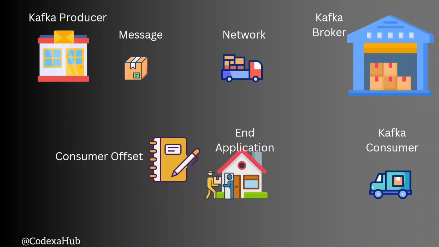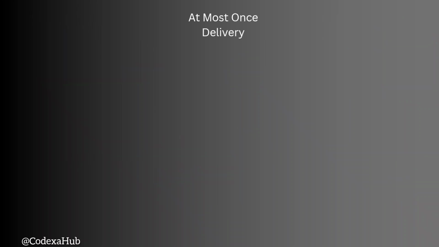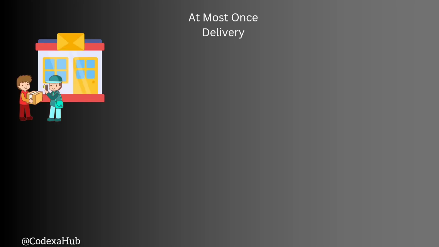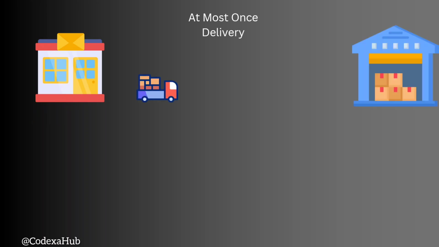Now let's understand at most once delivery. Let's understand it with the help of John's example. John goes to the parcel office and hands over the parcel. The parcel office quickly puts it on a pickup truck to the warehouse. And that's it. No paperwork, no waiting for a delivery receipt. Sounds fast, right? Send and forget.